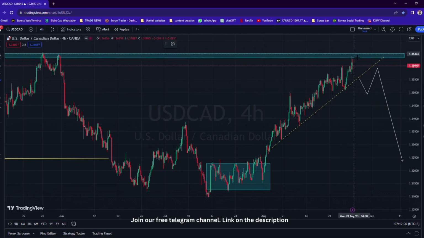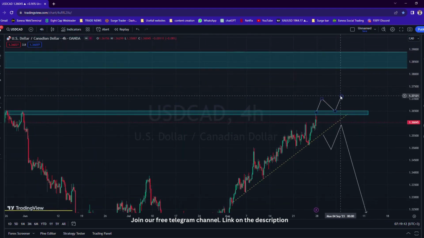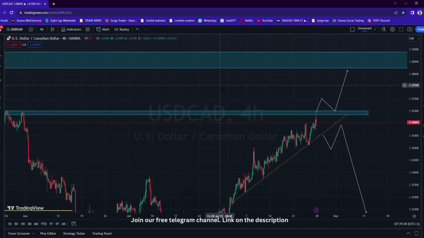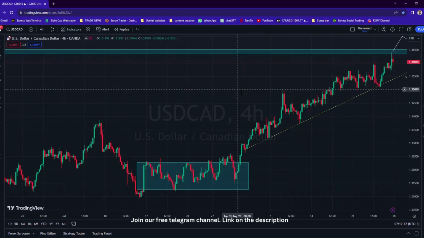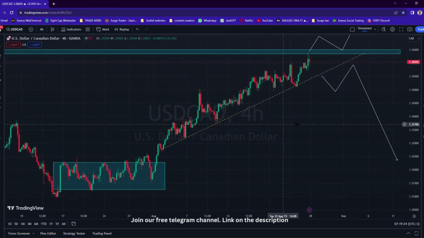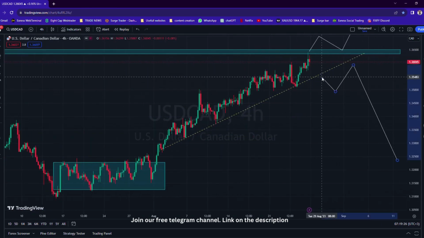We have to wait for a confirmation and try to get in at the right time, not too early, and you don't have to wait a lot, otherwise you might miss out on that move, or you might give yourself a position with a very high risk. So that is the analysis we are looking at on USD Canadian.